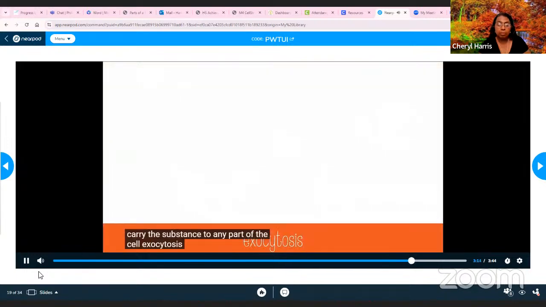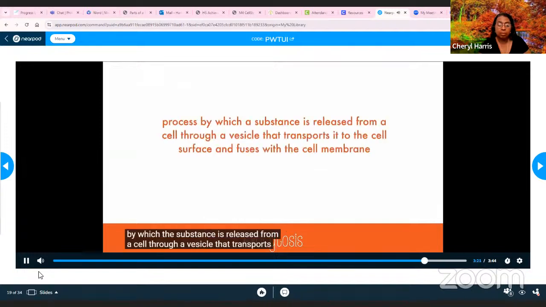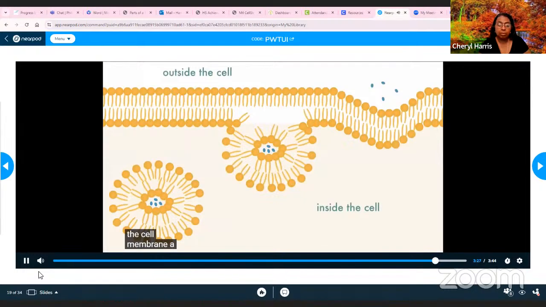Exocytosis is basically the opposite of endocytosis. It's a process by which a substance is released from a cell through a vesicle that transports it to the cell surface and fuses with the cell membrane. A vesicle can merge with the cell membrane because they're both made of phospholipids. The layers press into each other, and the phospholipids rearrange a little so that they can open up their contents to the outside of the cell. Again, this requires energy, so it's classified as one of the types of active transport.